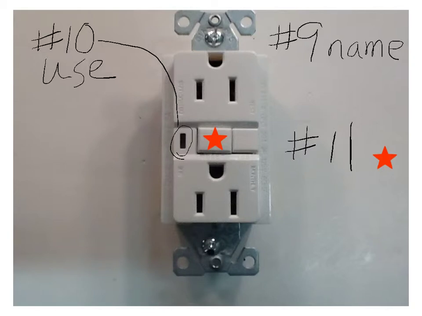So here's number 9. I'm interested in knowing the name of this electrical device that you all have installed. I would like to know the use of the circled item there on this device for number 10. And notice I have a red star on one of the buttons. Tell me what that button does and what it is used for, number 11.